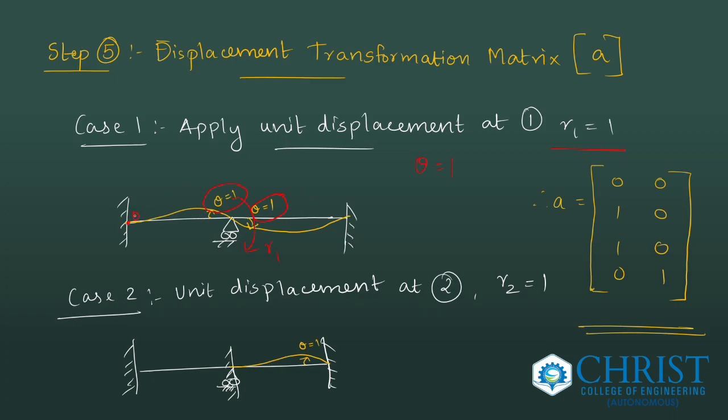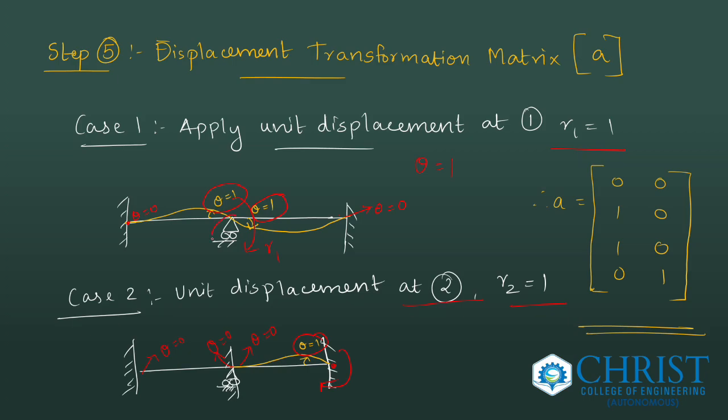Here it is a fixed end, hence theta equal to 0. Here also fixed end, theta equal to 0. And then second system coordinate, I apply unit displacement at my second system coordinate, R2 equal to 1. Here, just a system coordinate, clockwise direction, theta equal to 1 at that point. All other points, we have theta equal to 0, because we assume all other ends as fixed.